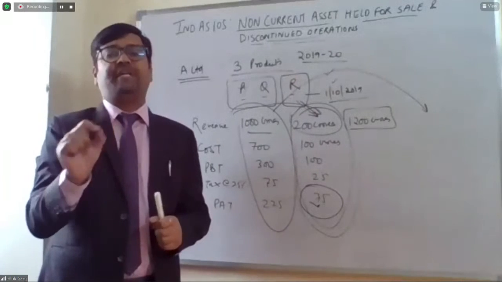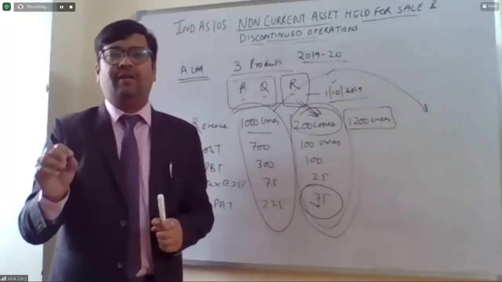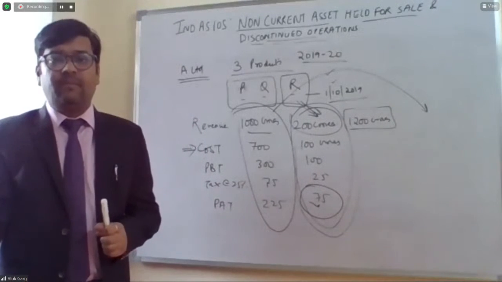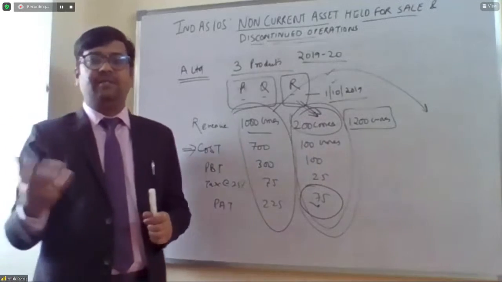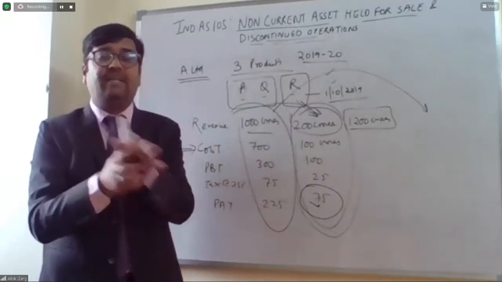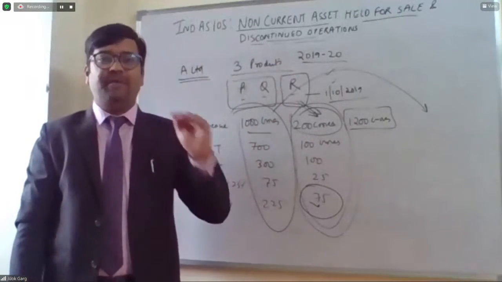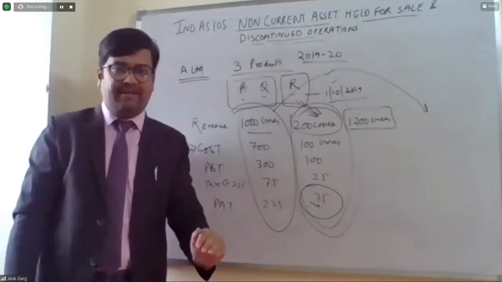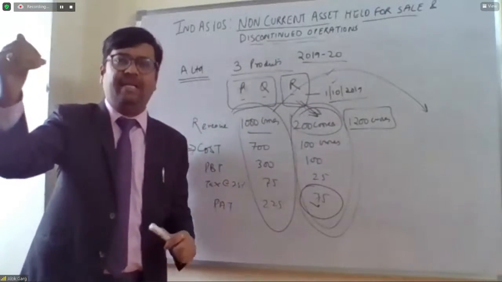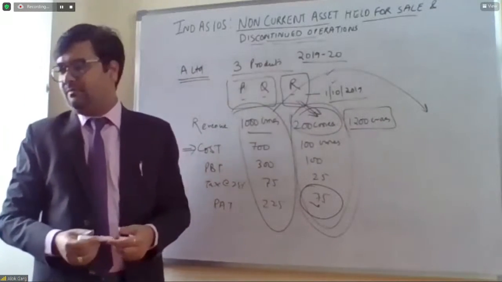One, post-tax profit of discontinued operation. Second, post-tax gain or loss on account of reclassification as HFS or on disposal of such disposal group coming under discontinued operation. And the analysis is required to be done in the notes to accounts. What is revenue? What is cost? What is PBT? What is tax? What is PAT? Then what is my carrying value versus fair value less cost to sell gain or loss? Then my tax, then my post-tax gain or loss.